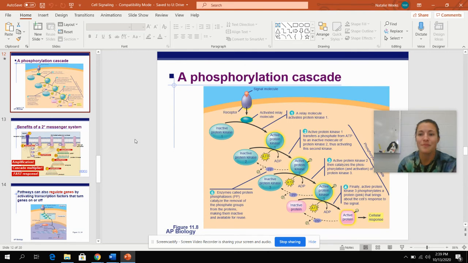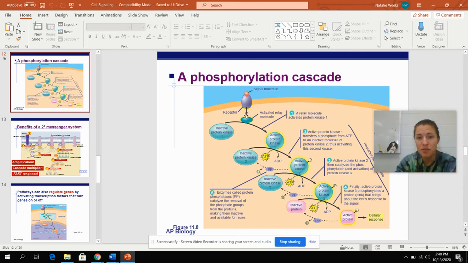Okay, so this is a phosphorylation cascade. It is crazy. Take a minute, pause the video, kind of read through everything on here. But basically, what a phosphorylation cascade is: we have our signal molecule, it attaches to our protein. The protein changes shape. Stuff happens inside. This is the stuff that happens. So up here, we have an inactive protein kinase. Kinase, kinetic, means to move. Ase means an enzyme. So we have an inactive moving enzyme, okay?